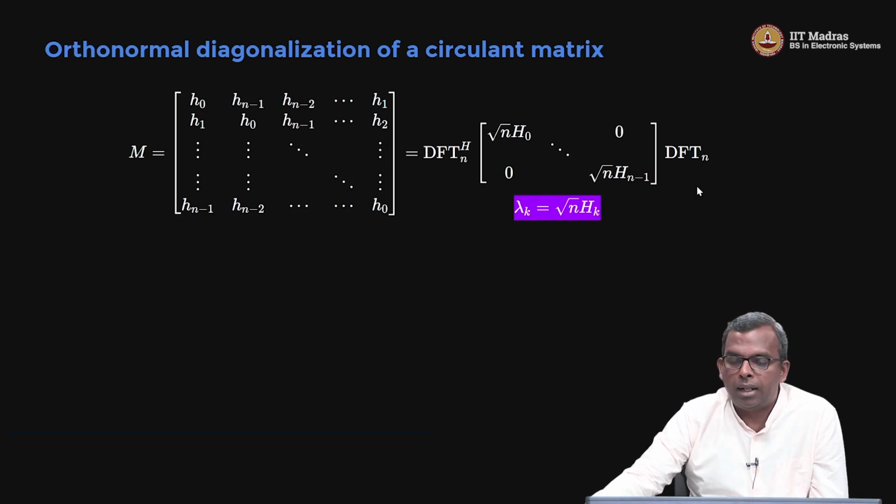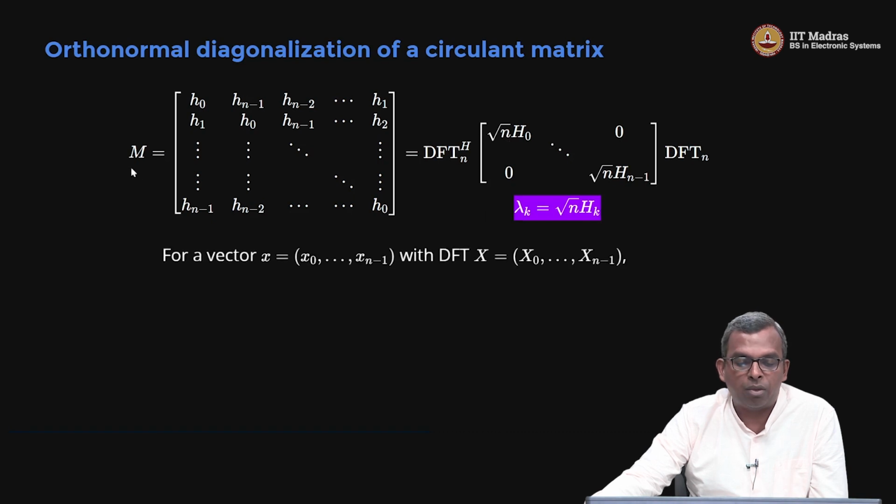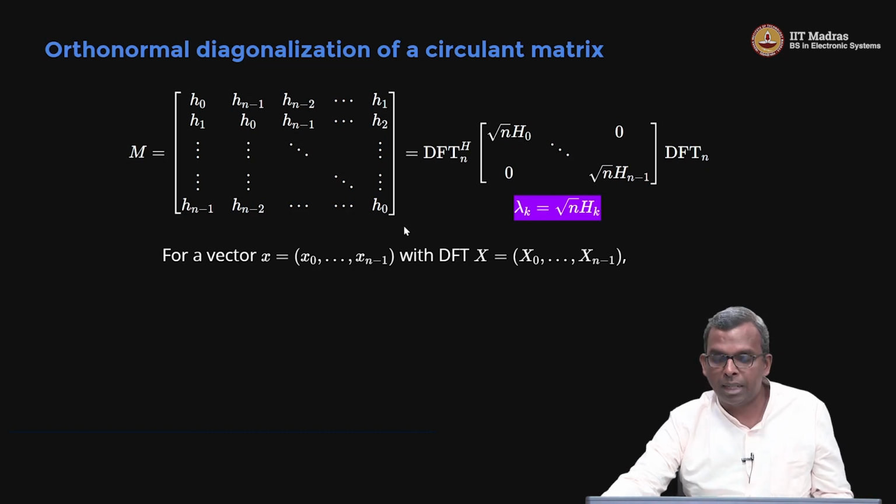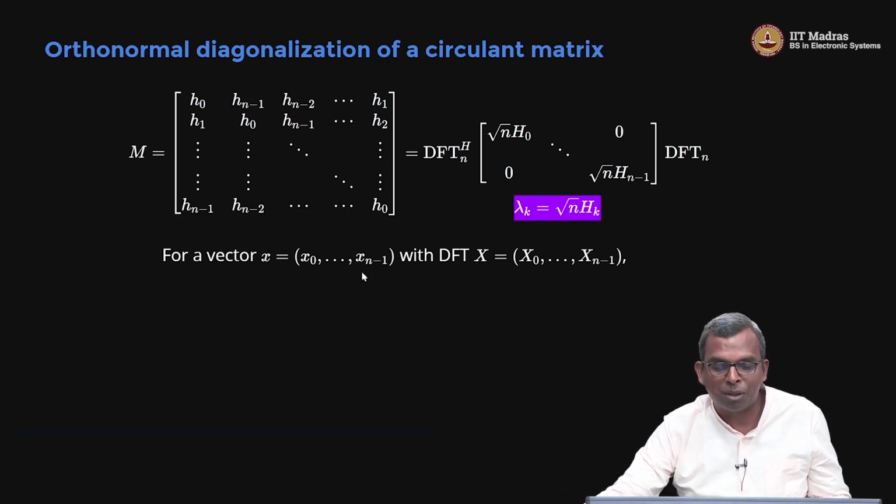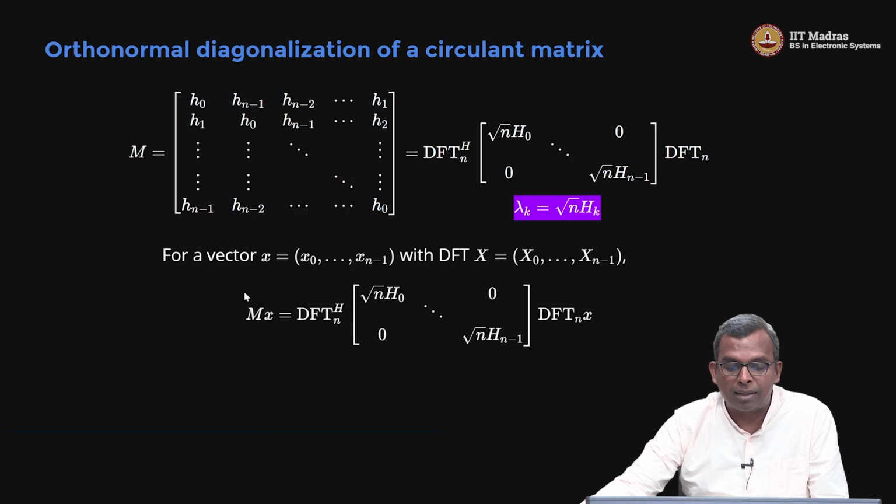Now let's see how to do multiplication with x. Supposing you have a vector x and it has a DFT capital X. So what is the meaning of DFT? Capital X is DFT n times x, right? Remember that. So when I say DFT of x, it means the DFT n matrix times x. That is capital X, keep that in mind. So if I do M times x, it's the same as this guy multiplying x. What is DFT n into x? That is nothing but capital X, the DFT of x.